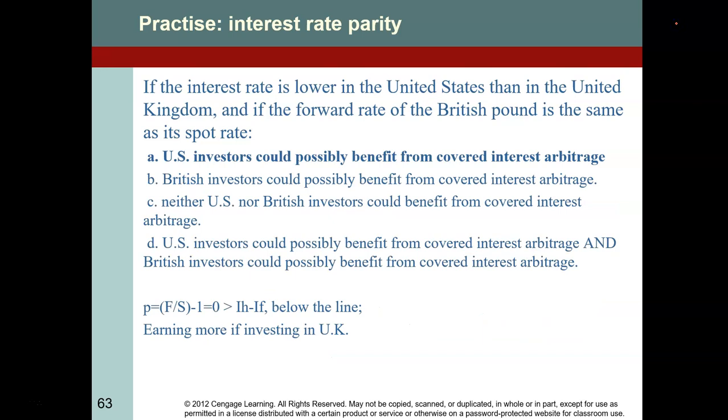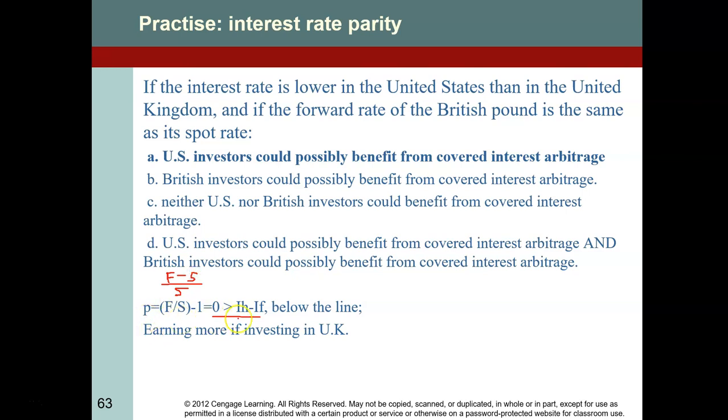This question is very similar to the last one. It's just that IH, the home interest rate in the United States, is now lower compared to the foreign interest rate IF. So IH minus IF becomes smaller than 0. But at the same time, F, the forward rate of the British pound, is still the same as its spot rate S. So again, our forward premium P equals F over S minus 1, or F minus S over S, which is equivalent to 0.